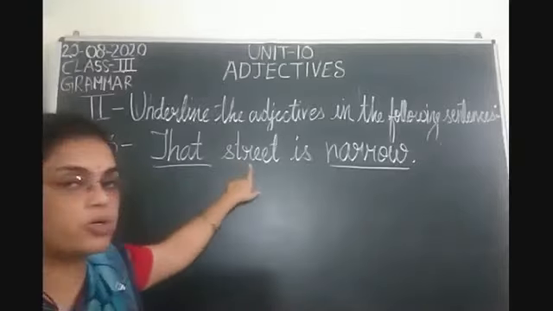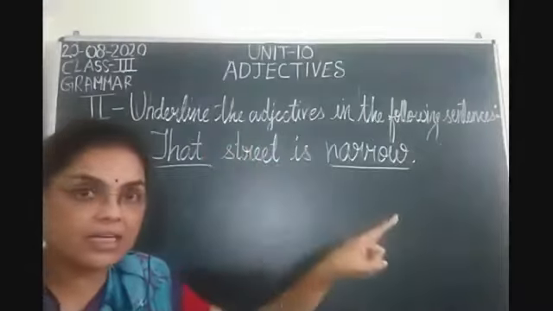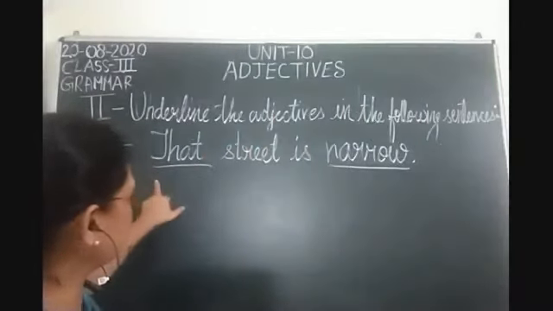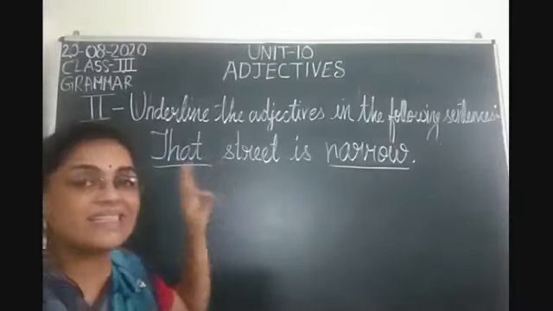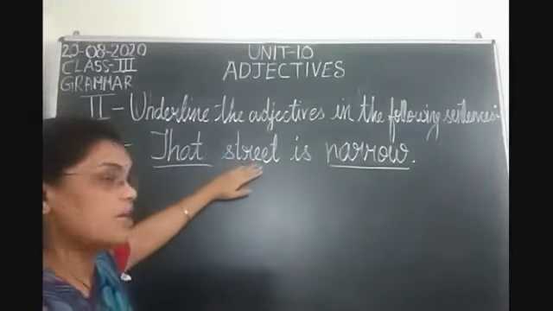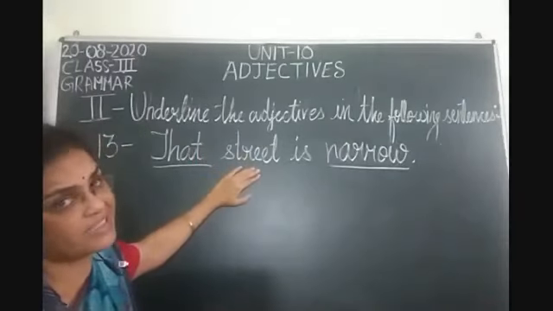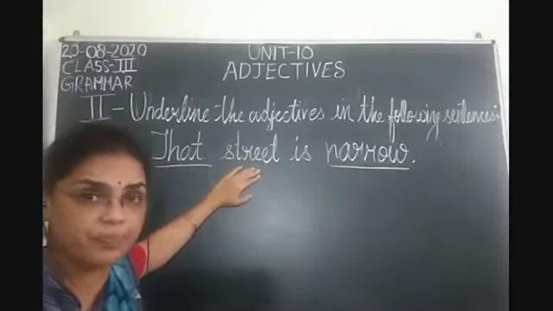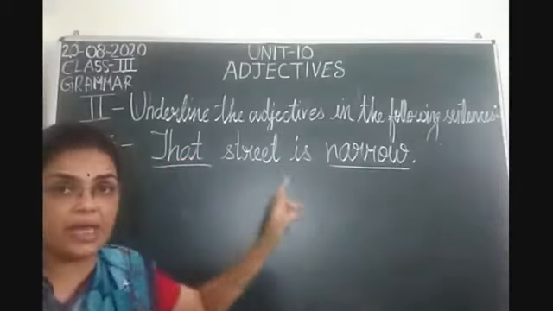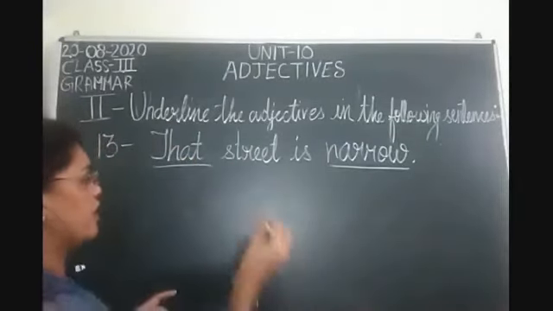That is pointing out. We say that boy, that tree, that girl. Whenever that, this, these, those, these four words have a noun following them, then they are always adjectives in the sentence. If there is no noun, then it will not be an adjective.